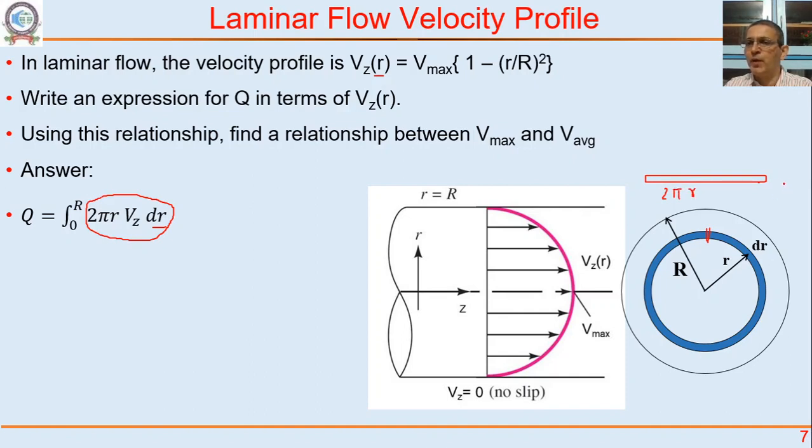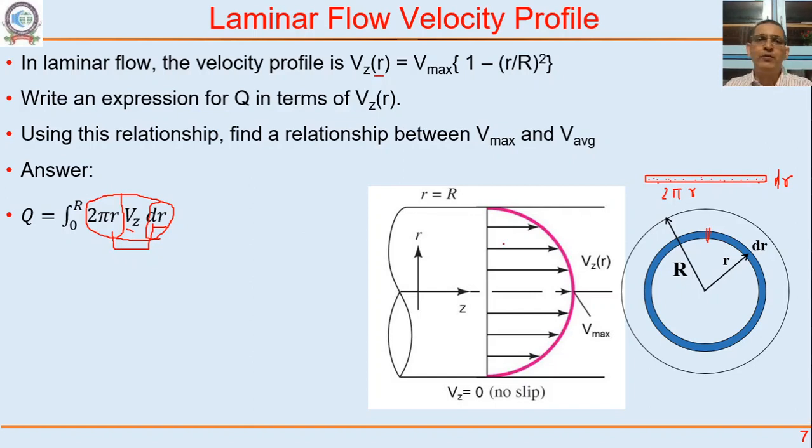Length of this rectangle is 2 pi r. The height of this rectangle is dr. And Vz is going perpendicular to this rectangle. So volumetric flow rate in this differential element would be Vz multiplied by the cross-sectional area of this rectangle. Cross-sectional area is 2 pi r into dr. Multiplied by Vz would be the volumetric flow rate through that control volume.